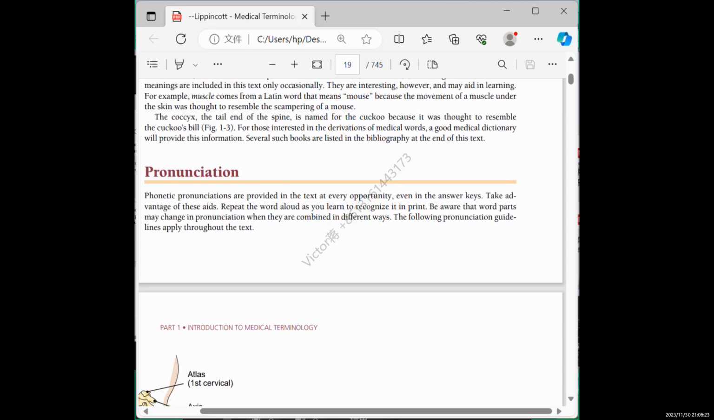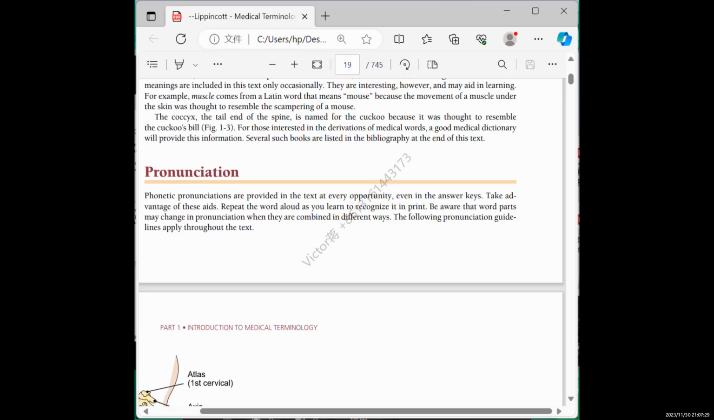Generally, the pronunciation will follow the ordinary plain English pronunciation rules, since we know that there are consonants and there are vowels. In my opinion, we just pronounce the medical words in an ordinary way. You can see the phonetic pronunciations are provided in the text at every opportunity. Even in the answer case, take advantage of these aids. Repeat the words aloud as you learn to recognize them in print. Yeah, I do think that reading a lot and repeating whatever you learn, no matter Chinese, English, Japanese, German, French, repeating is the best way to learn any language well, including medical terminology.